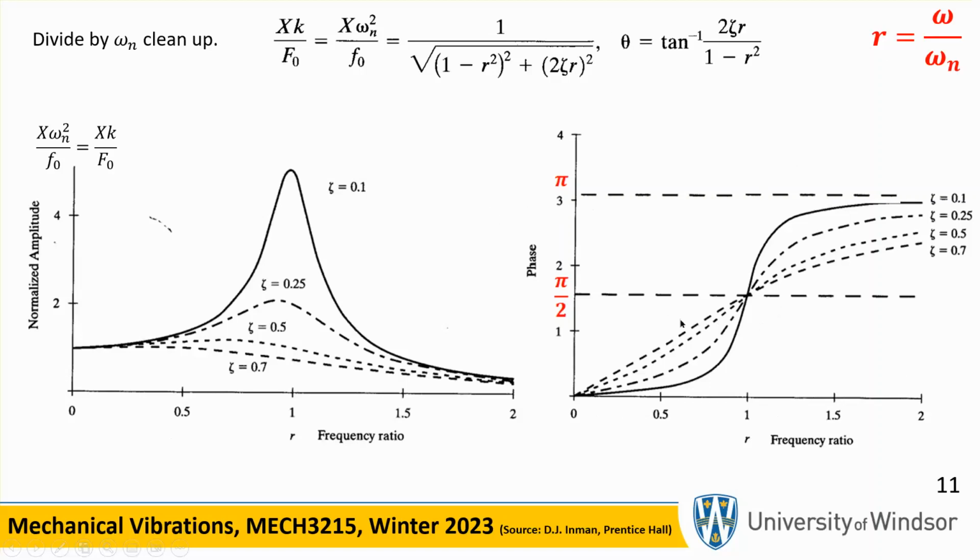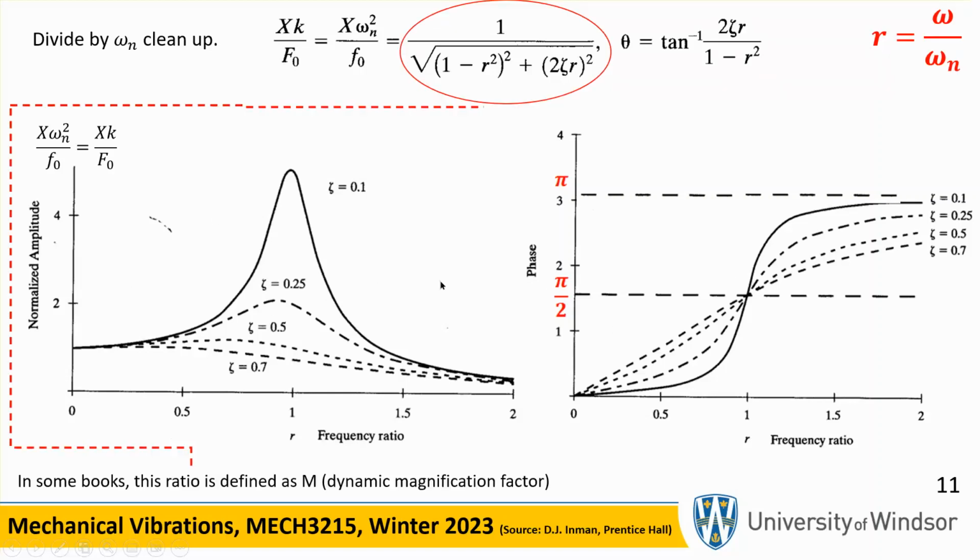Let's not worry about the phase right now. Let's concentrate on this one on the left, and we're going to see a lot. A couple of things that you can observe here. Actually, I'm going to go on the next slide, which is repeated. So let's go there in a minute. This thing is so important that most people give a name to it. It's called dynamic magnification factor.